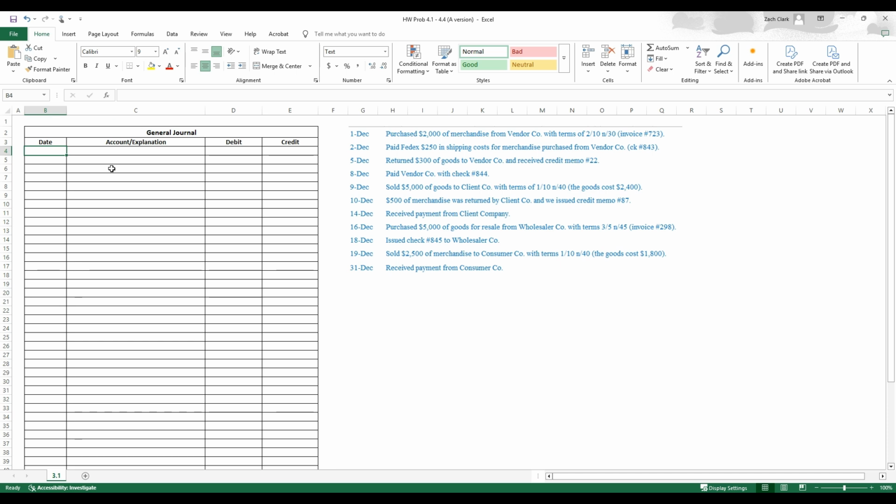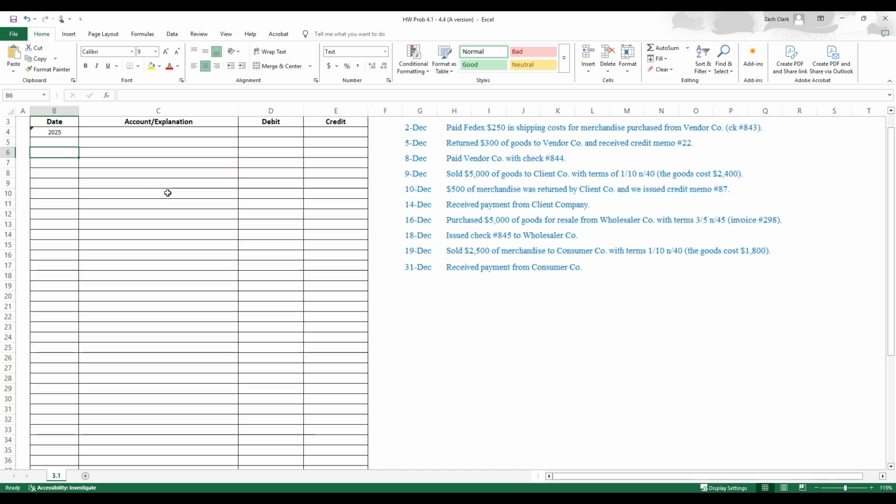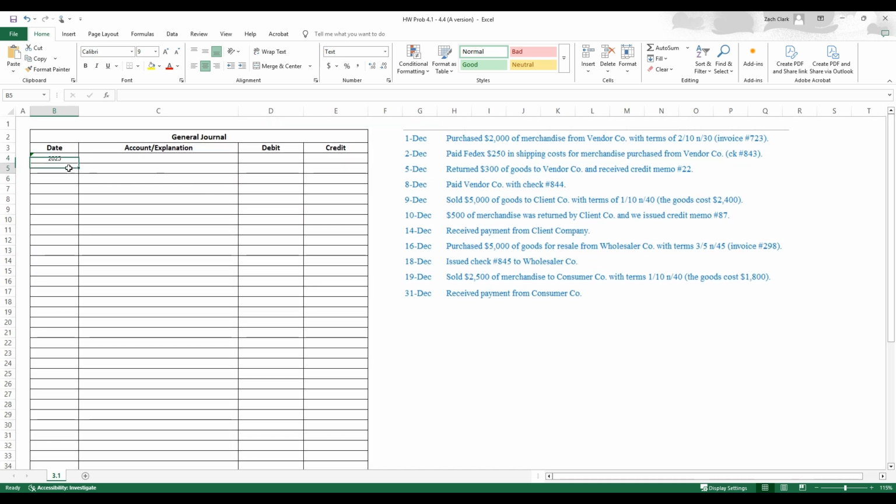So to begin, we've got our general journal here. It doesn't specifically say a year that we're looking at in this problem. Zoom in a little bit, but I'm just going to put 2025 at the top, and then let's start in here. So December 1st is the first transaction, and we purchased $2,000 of merchandise from Vendor Co. with terms of 2/10, net 30. So remember, that means that if we pay within 10 days, we can take a 2% discount, and it's due at least within 30 days.